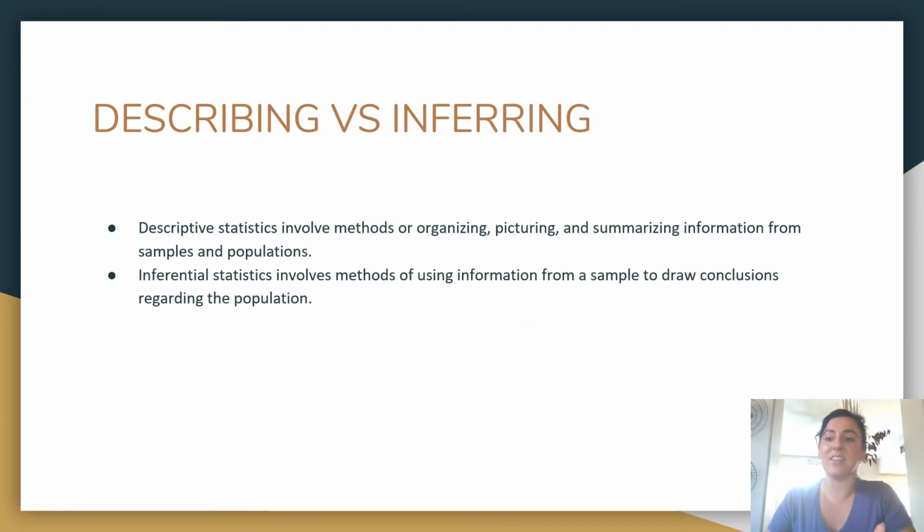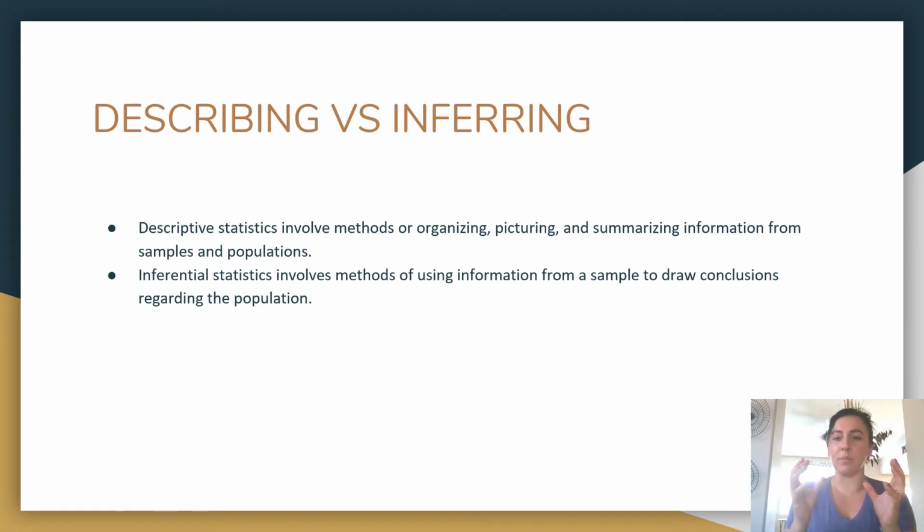So now let's look at inferring versus describing, or describing versus inferring. How I read that out of order, I'm sorry. But okay, let's look at descriptive statistics, because this is a lot easier, a lot cleaner, a lot nicer. Descriptive statistics involves methods of organizing, picturing, and summarizing information from samples and populations.